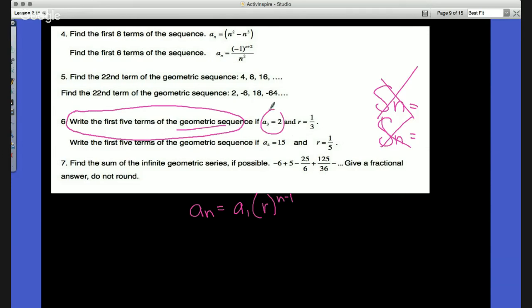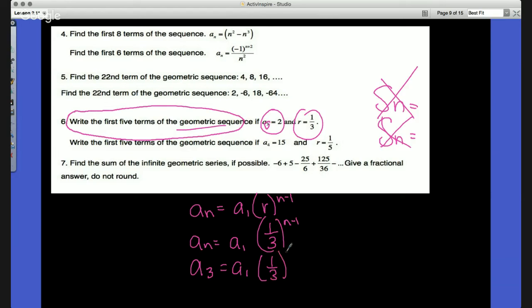Now, here's the trick. I don't know A of 1, but I do know A of 3. So there's a way we could solve for A of 1 by plugging in what we know. We know R is 1/3. If A of 3 is 2, let n be 3. So A of 3 equals A of 1 times 1/3 to the, remember, n is 3, so 3 minus 1 power.